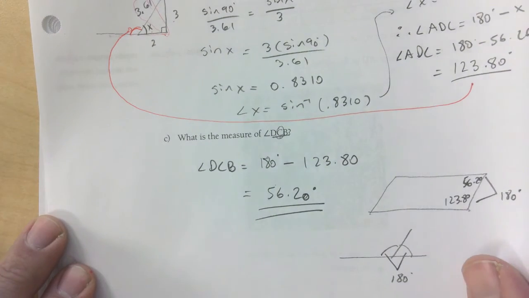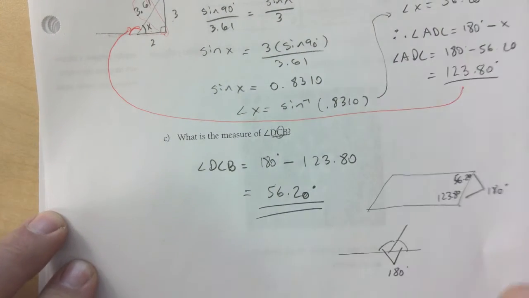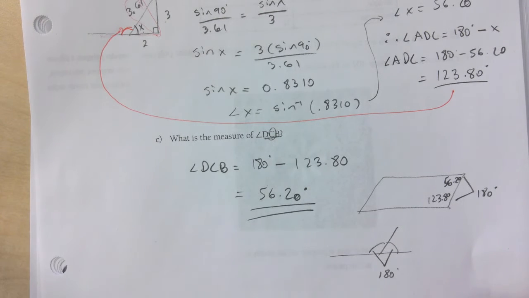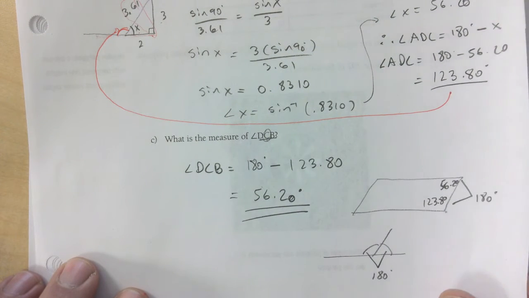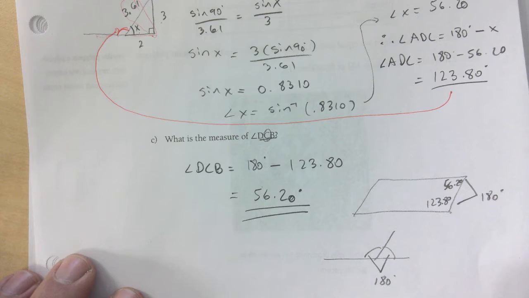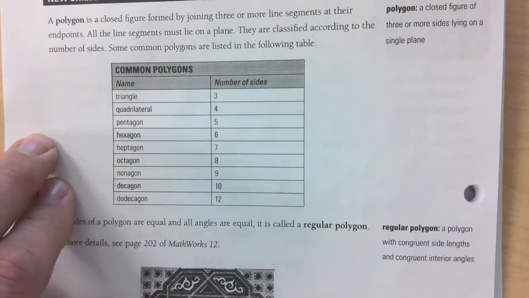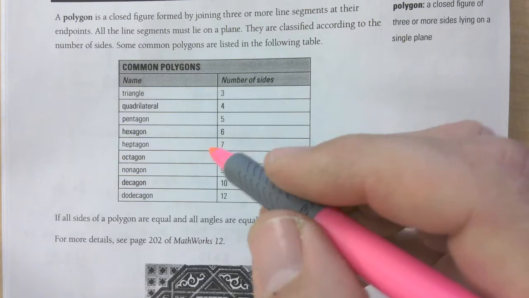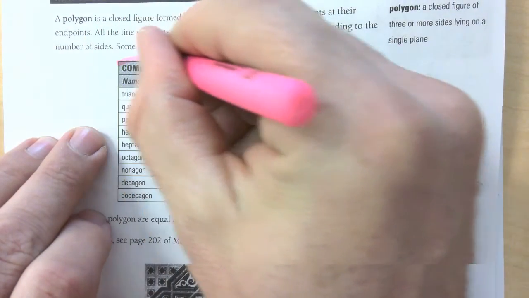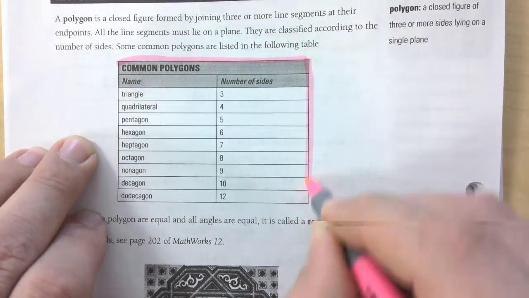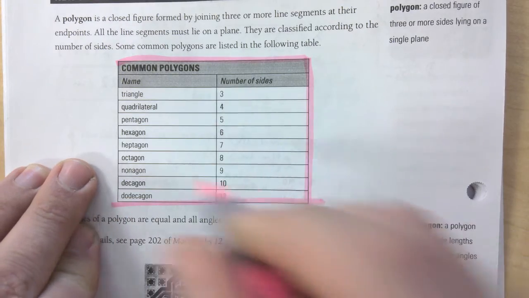Okay, so let's go to page 203. And I will give you, if you have your study sheet on you right now, I'll give you a strong hint. I'm going to use a different color than I normally use. We're going to start talking about polygons, okay?